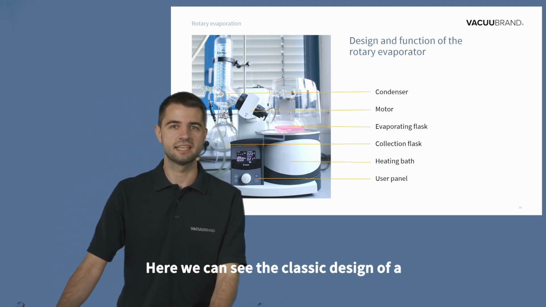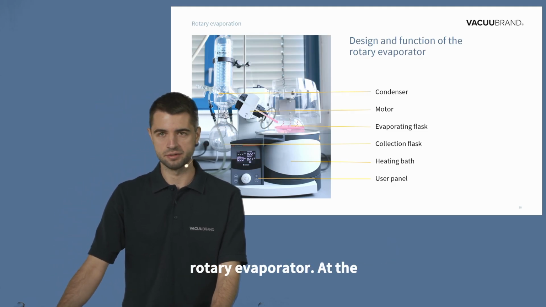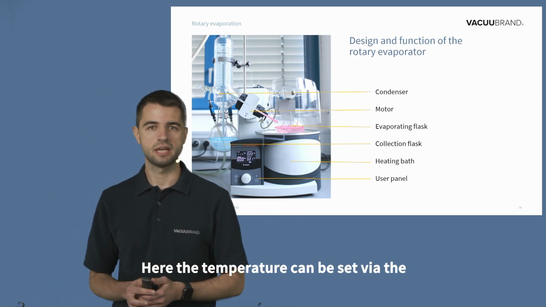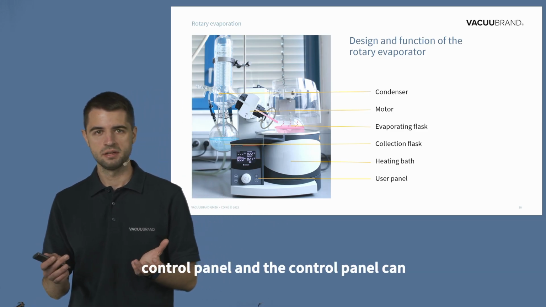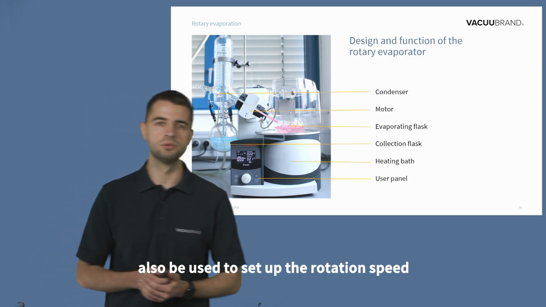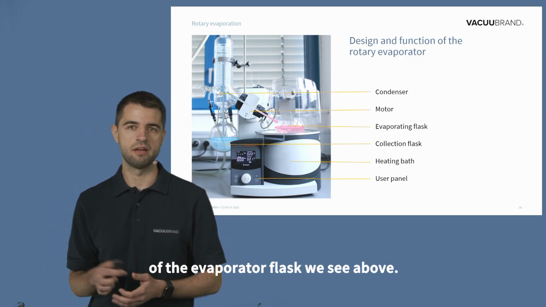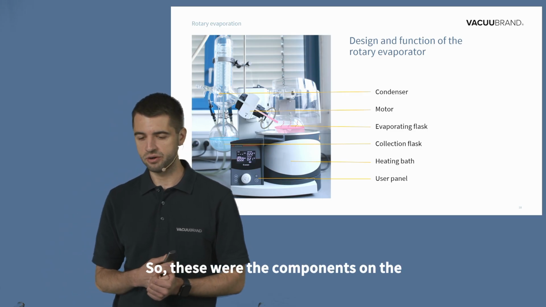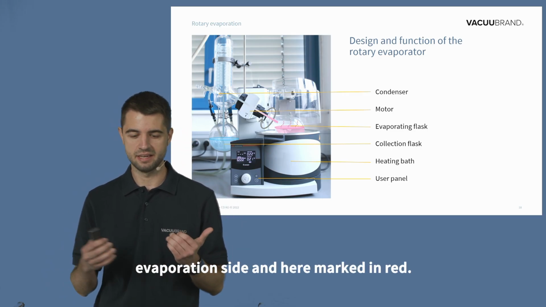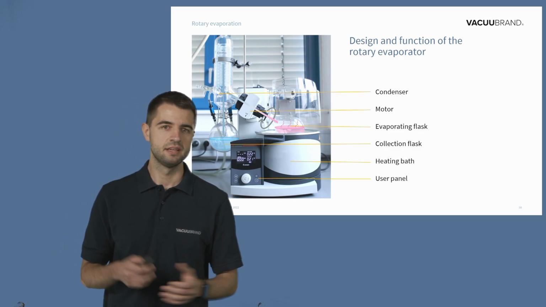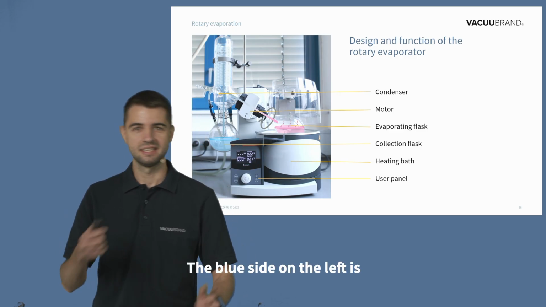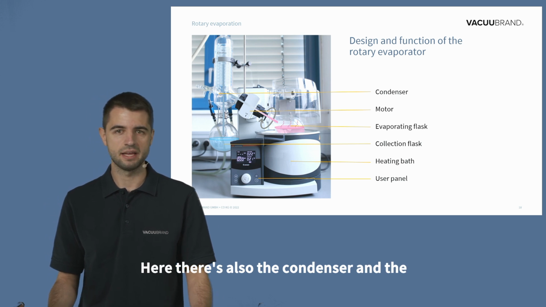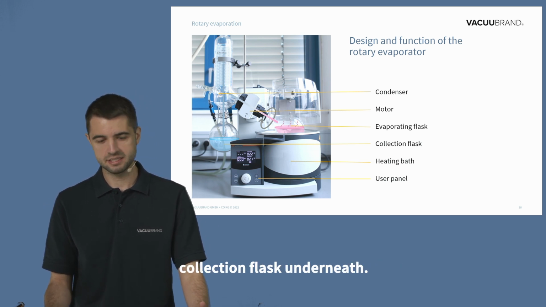Here we can see the classic design of a rotary evaporator. At the bottom we have the heating bath. Here the temperature can be set via the control panel, and the control panel can also be used to set up the rotation speed of the evaporator flask we see above. So these were the components on the evaporation side, here marked in red. The blue side on the left is then the condensation side. Here there's also the condenser and the corresponding collection flask underneath.